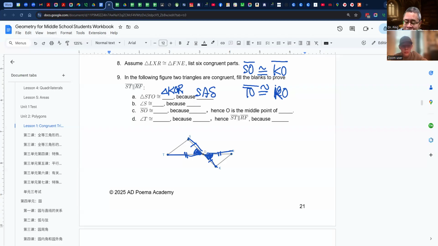No, it's not because of that. When we use SAS, we're trying to prove the congruency of two triangles. So we already used that. So angle S actually is congruent to angle K, this one. Angle S is congruent to angle K.